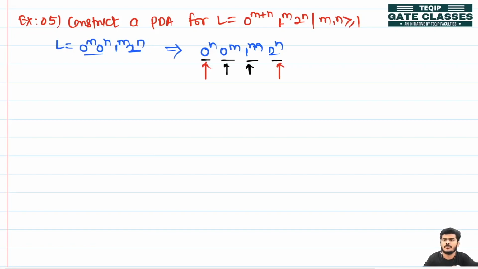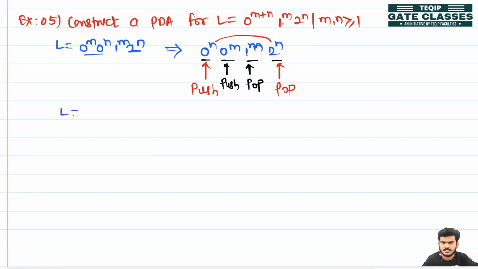Okay, so for this 0, we will push, and these 0s are compared with these ones, and whenever 2 starts occurring, we will start popping these zeros. Similarly, for these zeros, we will start pushing, and whenever this one comes, we will compare with these zeros and start popping. Okay, so let's write the language.